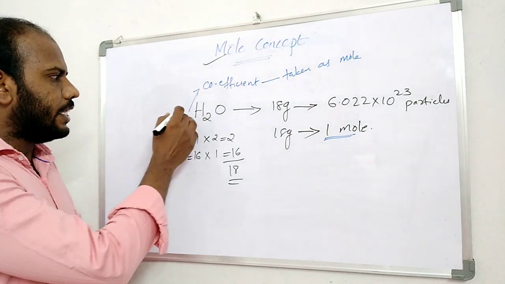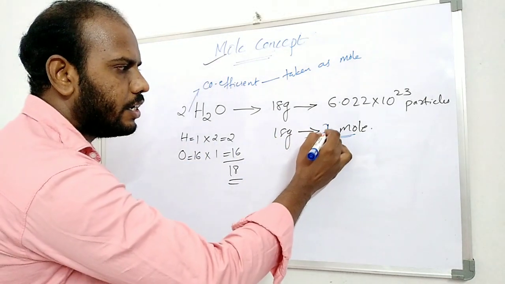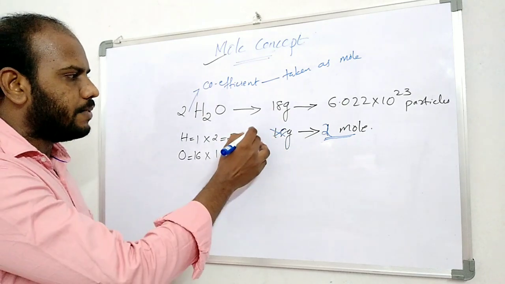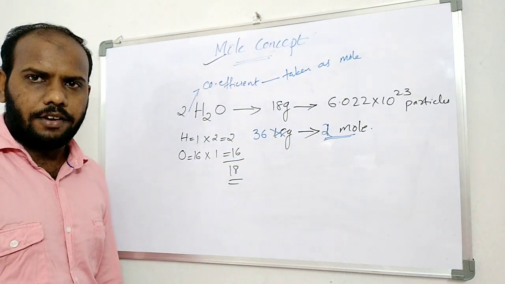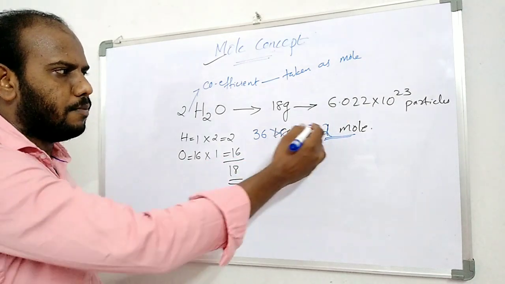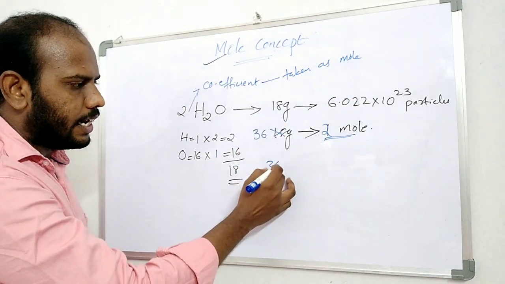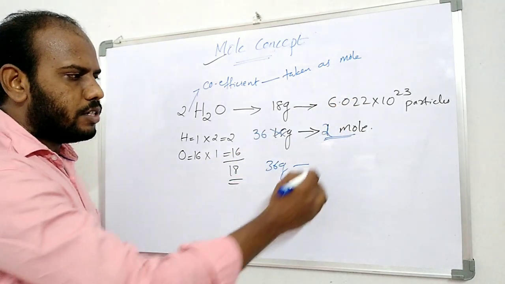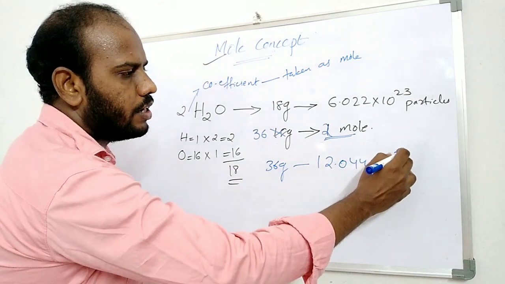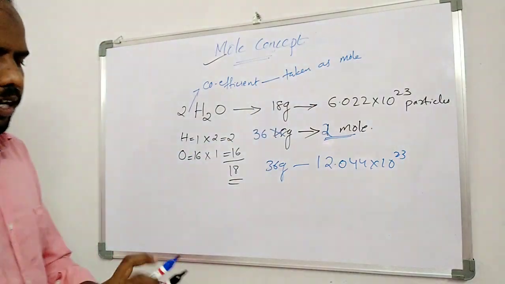If in fact here there is a 2 present, what will happen? I will write here 2 mole, and also what will be changed? This also will become 36 gram. Are you understanding or not, children? And when the mole changes, now look, 18 gram is 6.022, then 36 gram will be how much? 12.044 into 10 to the power of 23, because it has become double. Got it, children? So one thing we understand now.